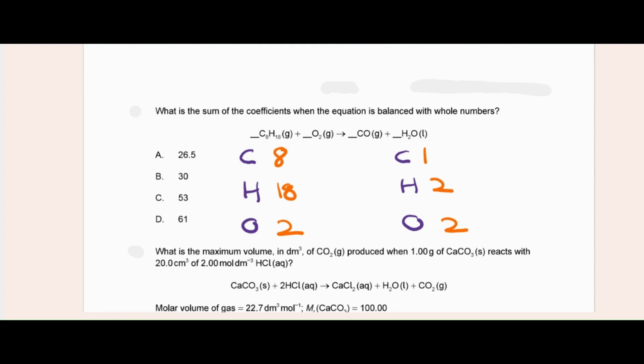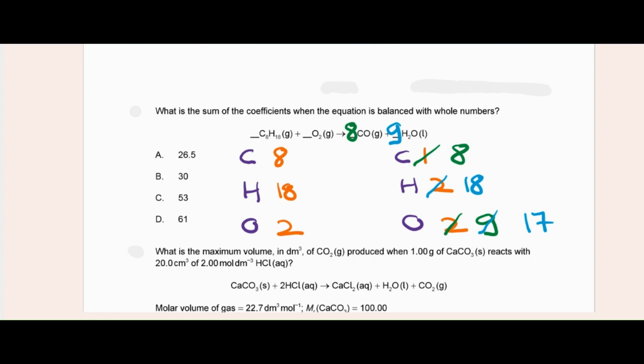So let's make the carbons equal. We'll add an 8 there. That will make this 8, but it will also change the oxygens. So then we'll have 9 oxygens. Cool. Well, then let's make the hydrogens equal. We'll add a 9 there. That will make that 18. But again, it will also change the oxygens, and we'll have 17 oxygens.